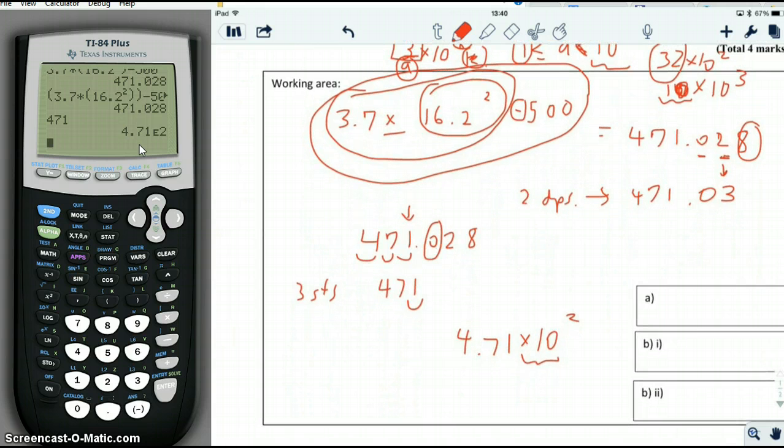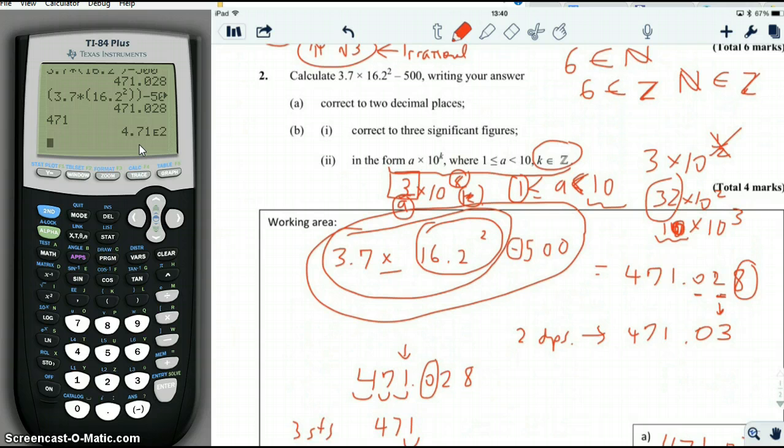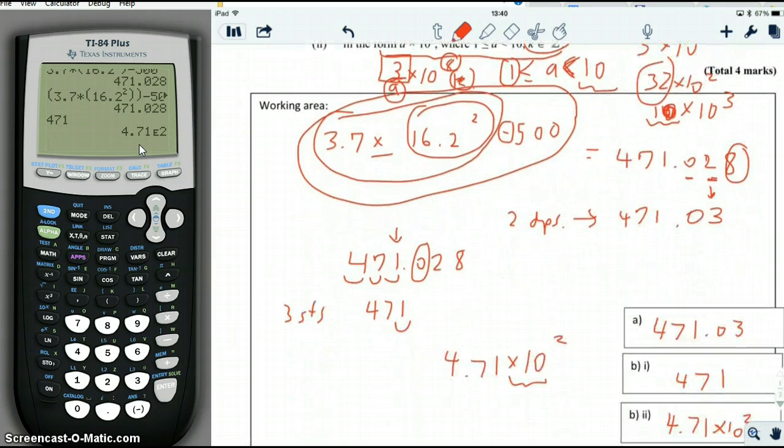And that's the answer for B2: 4.71 times 10 squared. And then the answer for B1 was 3 significant figures, 471. The answer for A was 2 decimal places, 471.03. Let's go back and check that. Yeah, A was 2 decimal places, B1 was 3 significant figures, and B2 was scientific notation.